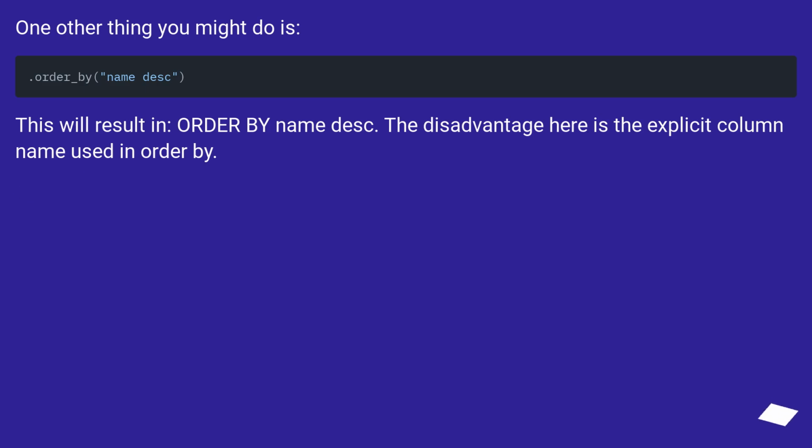One other thing you might do is this, which will result in ORDER BY name DESC. The disadvantage here is the explicit column name used in order by.